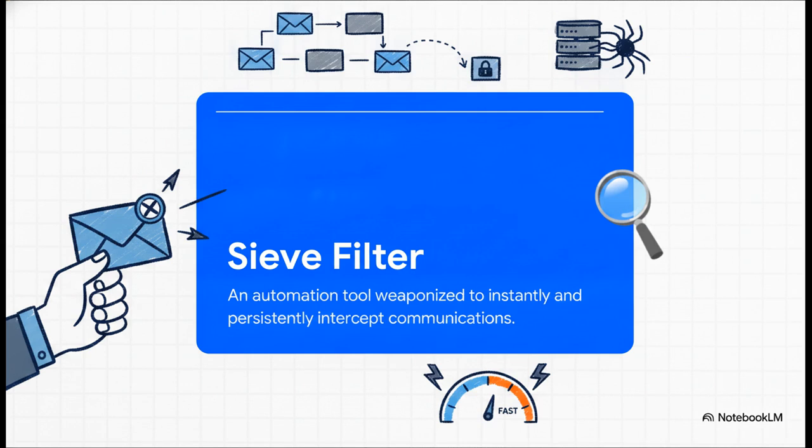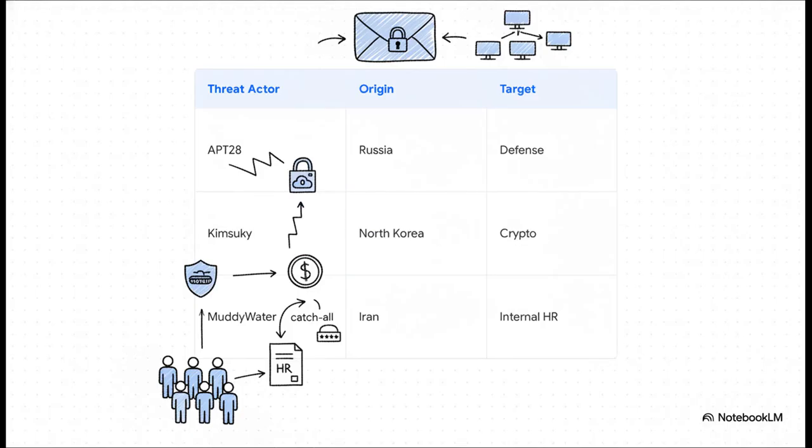And what's truly alarming is the speed. In observed incidents, attackers establish these malicious rules within 5 to 60 seconds of gaining initial access to an account. I mean, that's incredibly fast. And this brilliantly illustrates how widespread and effective this tactic is among top-tier threat actors.